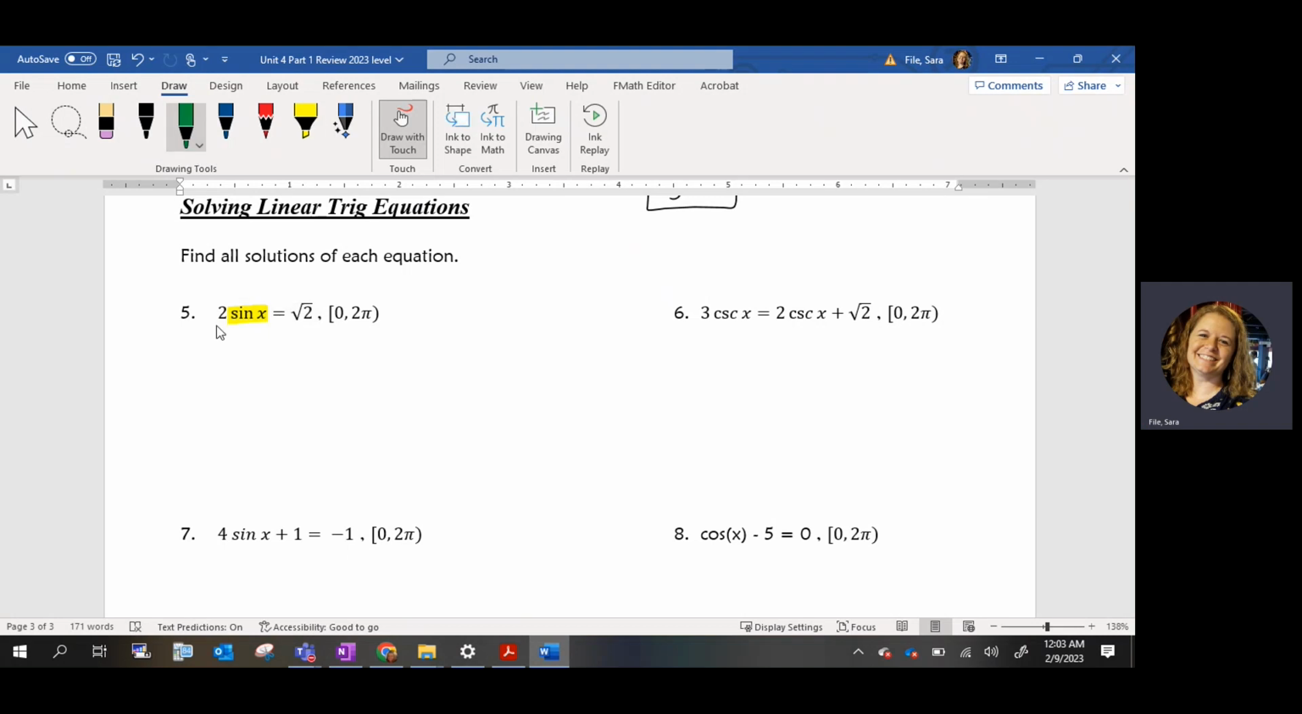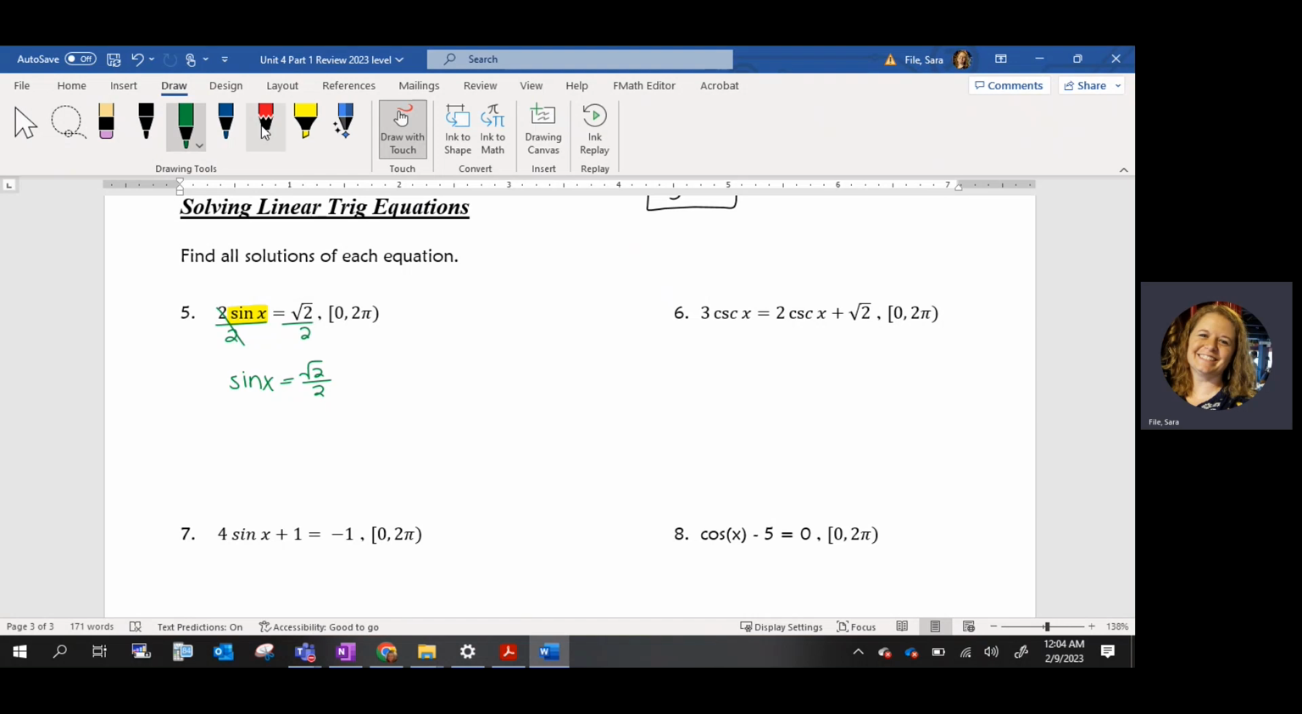So I'm going to get rid of this 2 by dividing. So I have sine of x equals root 2 over 2. So I've accomplished the goal of isolating the trig function. Now it's the unit circle question. So you look at your complete unit circle and you ask yourself, where is sine root 2 over 2?